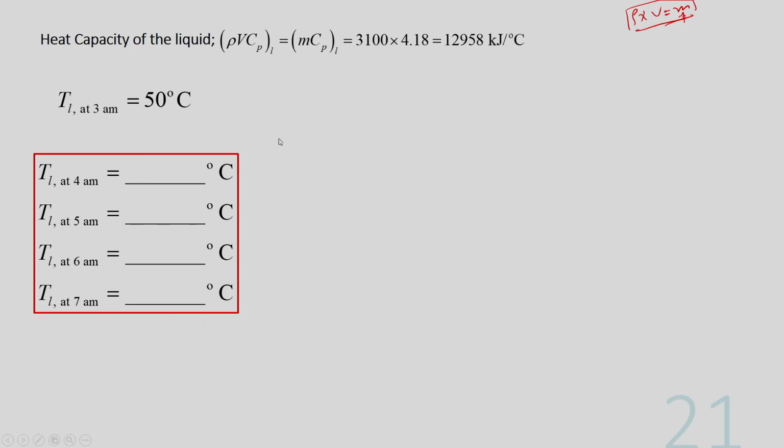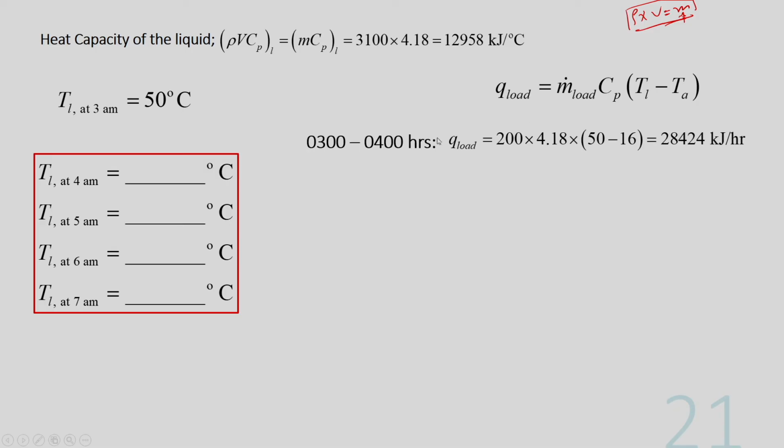In order to find out the temperature at 4 am, first we need to calculate the load. How to calculate the load? Q_load is equal to m_load multiplied by C_p into T_L minus T_A. T_L is the liquid tank temperature and T_A is the ambient temperature. If you consider this range 3 to 4 hours, Q_load can be calculated like this, because this value is known to us, 200 kg per hour, and 4.18 is the C_p value, and this is the temperature difference.